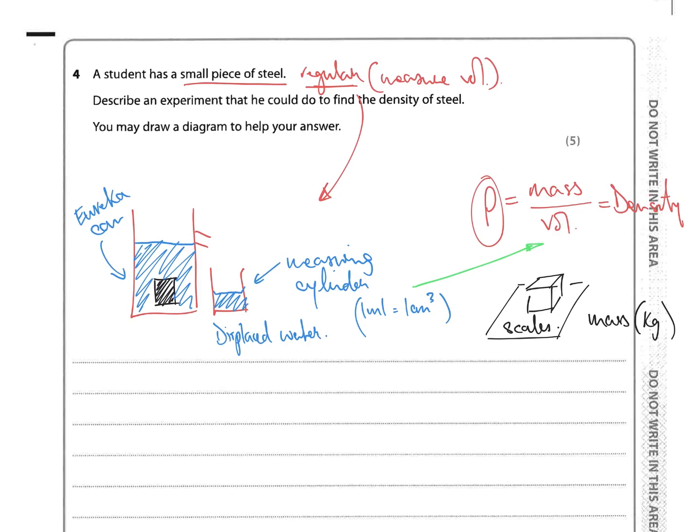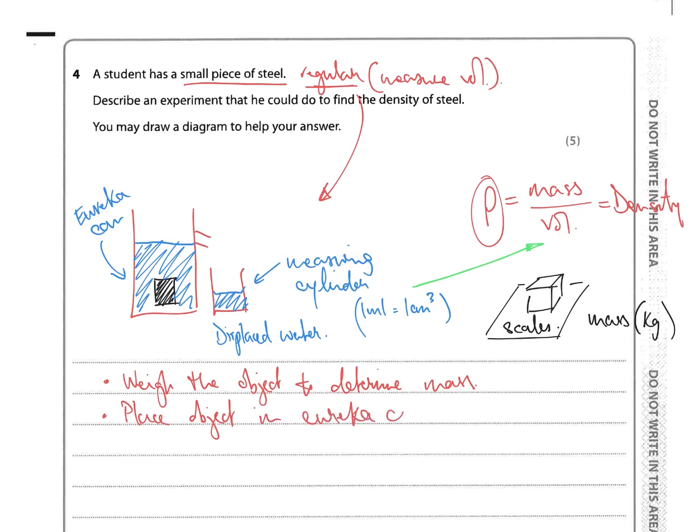So we would write that process out. I'd write it out as bullet points, just to be efficient, but you probably ought to write it in open prose. So that would be that you would weigh the object to determine the mass. You would then place the object in the Eureka can to measure the displaced volume of water.